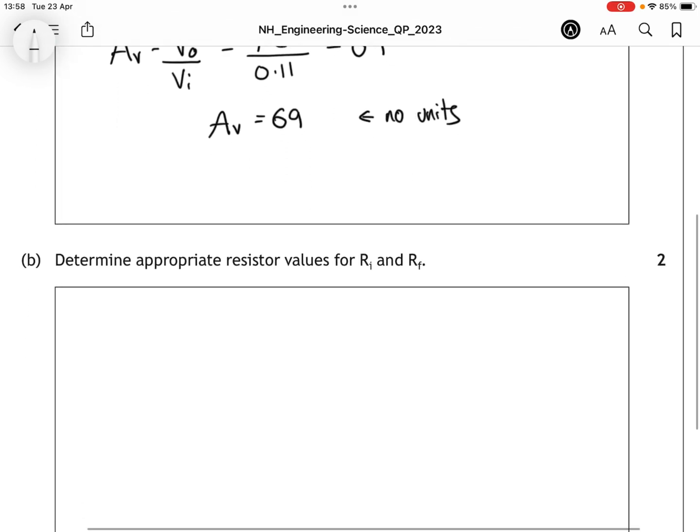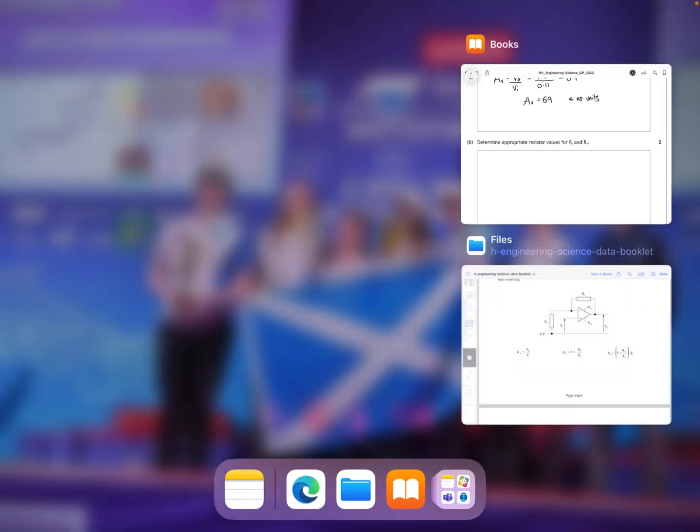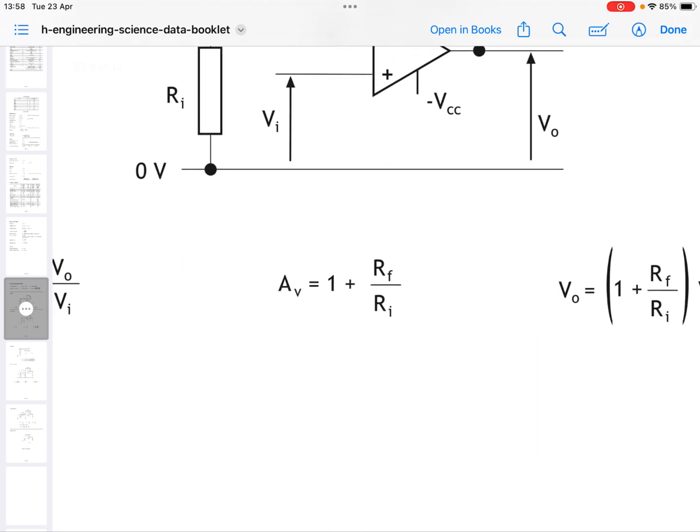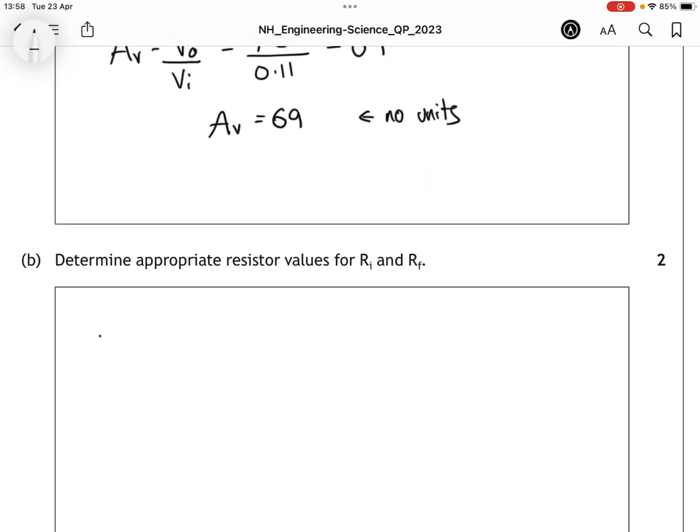And the second part of the question is to determine appropriate resistor values for RI and RF. Now again, if we go back to the data booklet, you can see here that the gain AV is equal to 1 plus the ratio of RF over RI. So AV equals 1 plus RF over RI. Substituting what we know, that gives us that 69 equals 1 plus RF over RI.